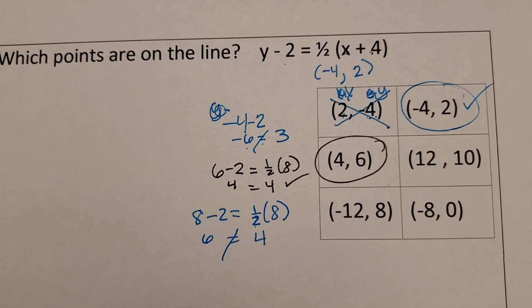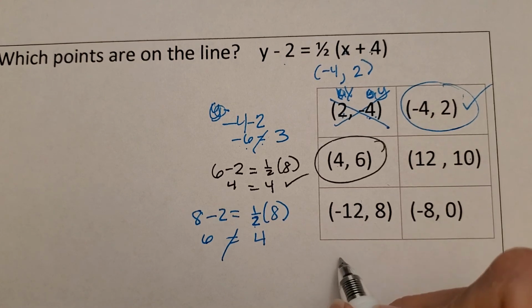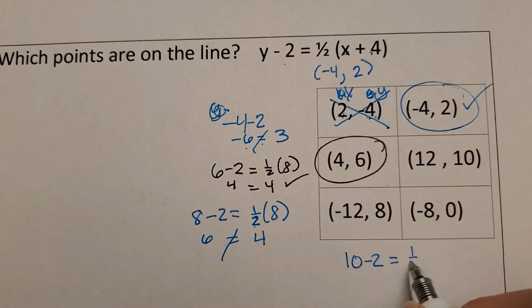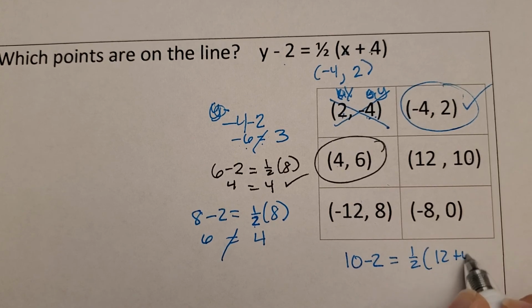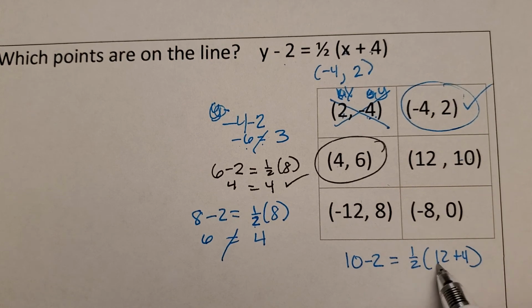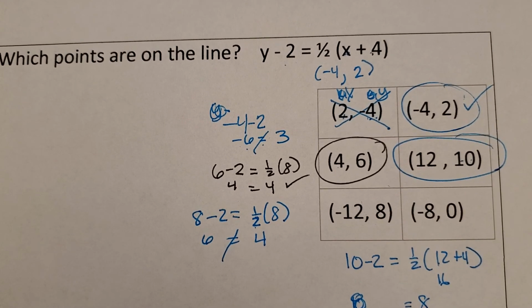Not equal. Right, let's try (12, 10). So we can say 10 minus 2 equals 1/2 of 12 plus 4. So I'm just plugging the x and y again into the equation to see if it works. Well, 12 plus 4 is 16. Half of 16 is 8. And 10 minus 2 is 8 as well. So yes, this one works.